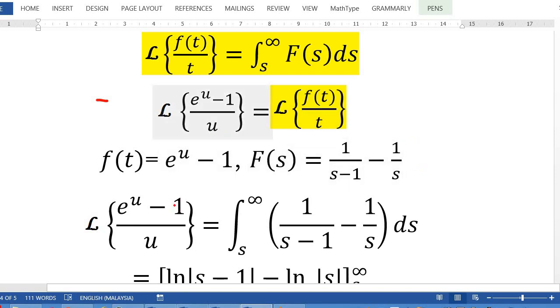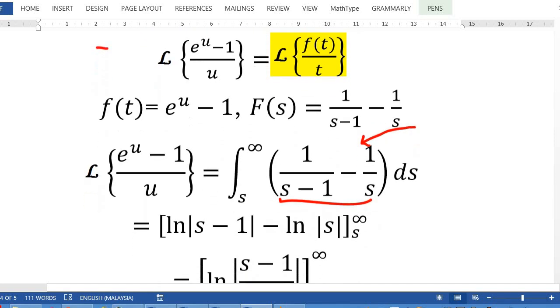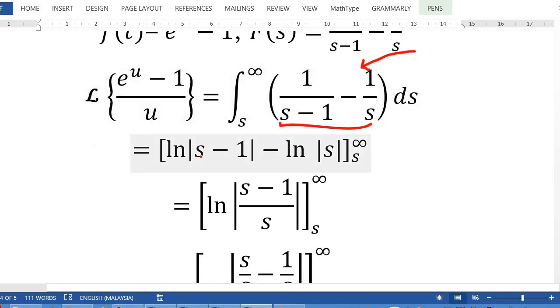Hence, the Laplace transform for (e^u - 1)/u is equal to the integral of the F(s) that you obtained here, ds from s to infinity. Integrate 1 over s minus 1, you have ln(s - 1). Integrate 1 over s, you have ln s. Combine these two logs with the minus, it becomes ln((s - 1)/s).